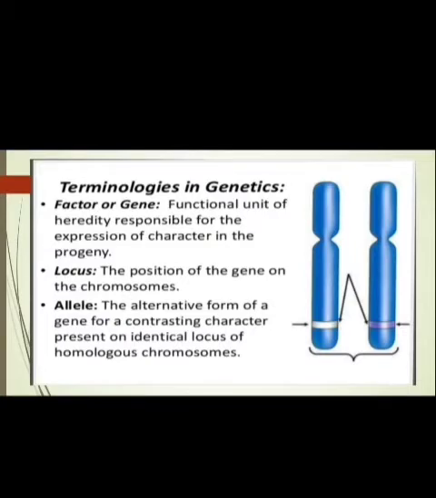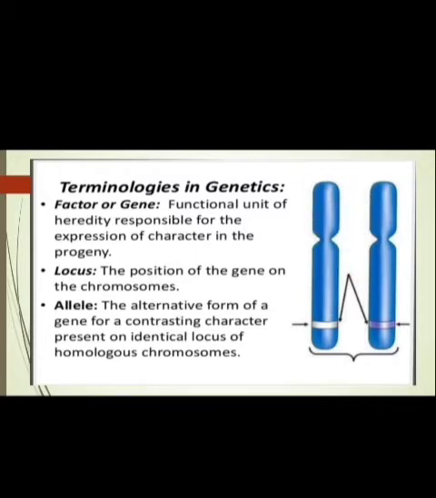The next term, factor or gene. Functional unit of heredity responsible for the expression of character in the progeny is called as factor or gene, or simply, it is the functional unit of heredity. Then locus, the position of gene on the chromosome. Suppose these are the two homologous chromosomes, and these are the genes present here, then this location is called as the locus.